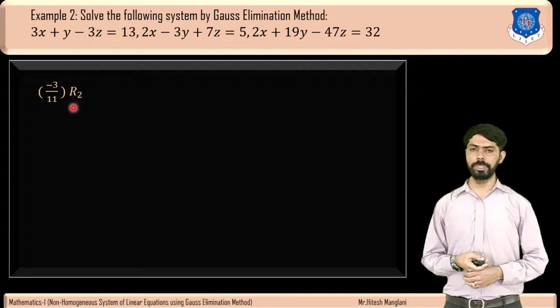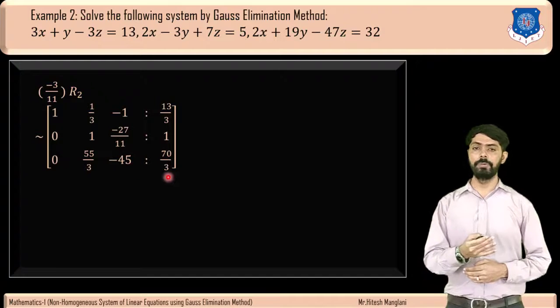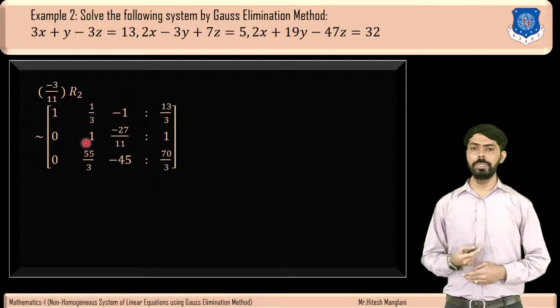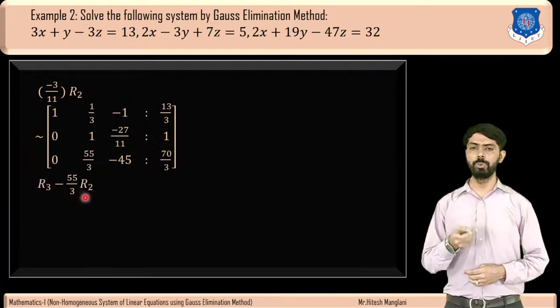If we use this row operation, then the next matrix will be 1, 1 by 3, minus 1, 13 divided by 3, then 0, 1, minus 27 divided by 11, 1, then the third row will be 0, 55 divided by 3, minus 45, 70 divided by 3. Now all entries below the leading one should be 0. Therefore, we will have to convert this 55 divided by 3 into 0. For that, we will multiply the second row by 55 divided by 3 and then subtract it from the third row. So we will use the row operation R3 minus 55 divided by 3 into R2.